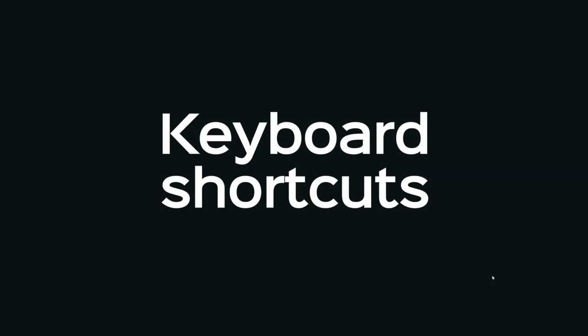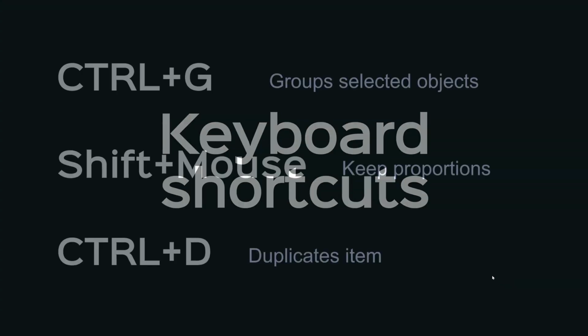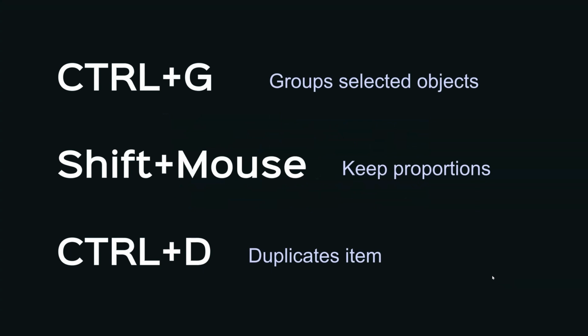Let me show you the top keyboard shortcuts that I recommend to speed up your workflow. These 3 are probably the best ones. Control G, it groups the selected objects, and I'm going to show you in a second why that matters. Shift plus mouse key keeps the proportions of a shape or an image. And Control D, it's a great way to duplicate items. Let me show you why.